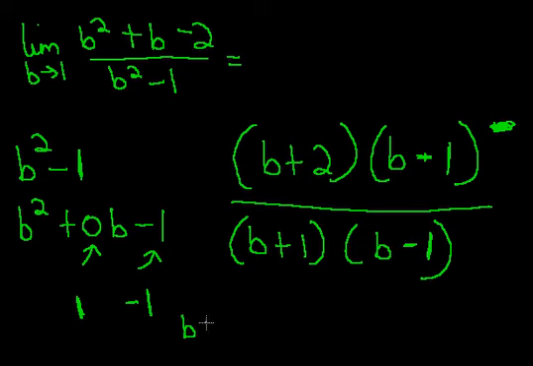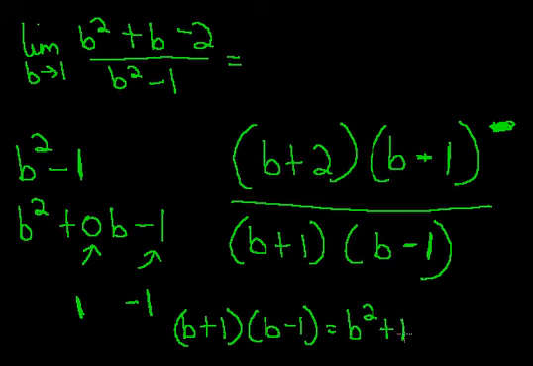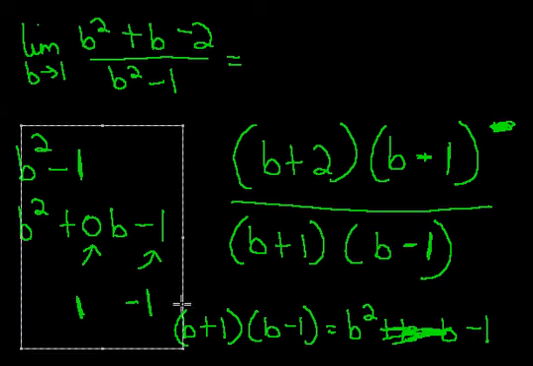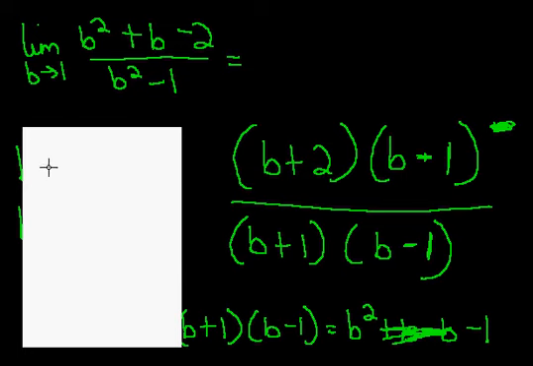And so if we weren't sure, again, we can try this out. B plus 1 times b minus 1 is b times b is b squared. 1 times b is plus b. B times negative 1 is negative b. And 1 times negative 1 is negative 1. So you can see that the plus b and the minus b cancel out. And so you end up with b squared minus 1, which is exactly the same as this. So now you factor both the numerator and denominator.